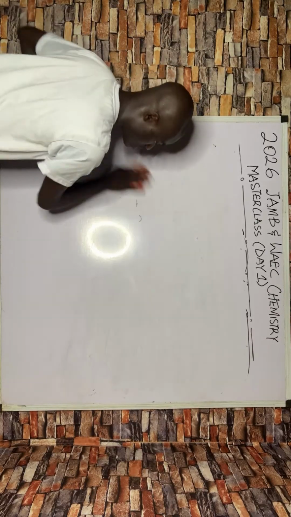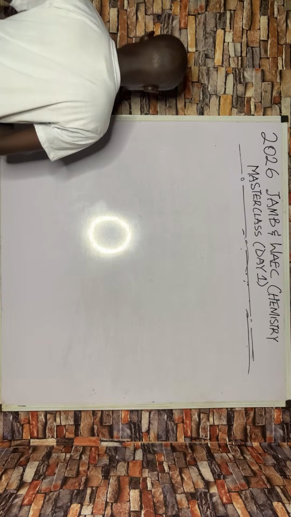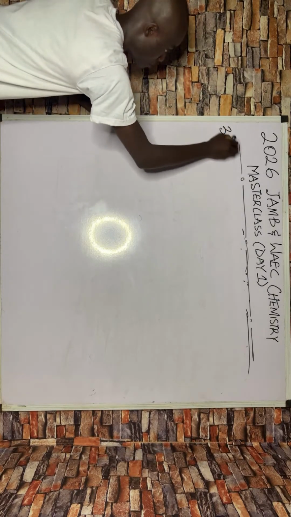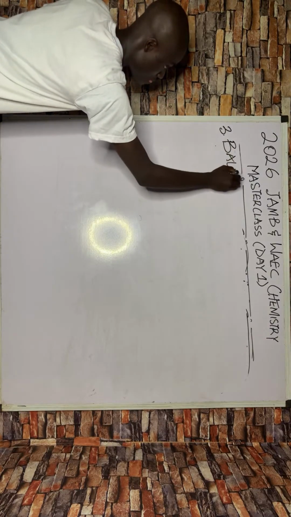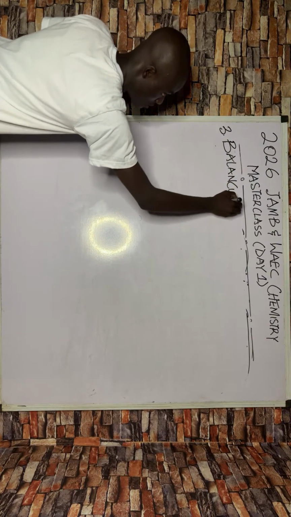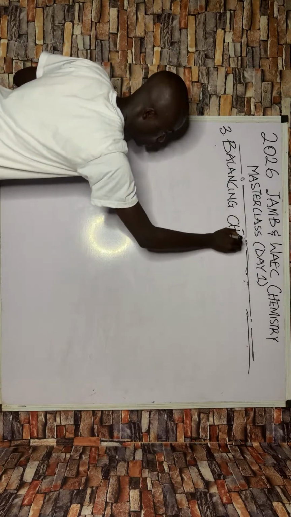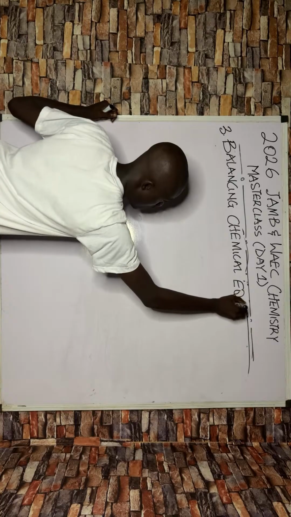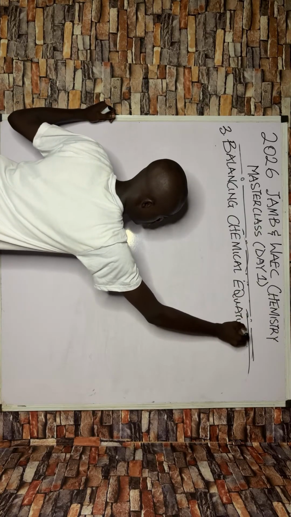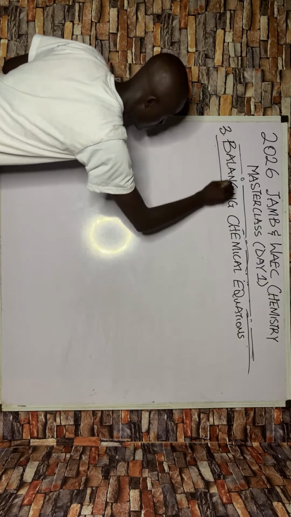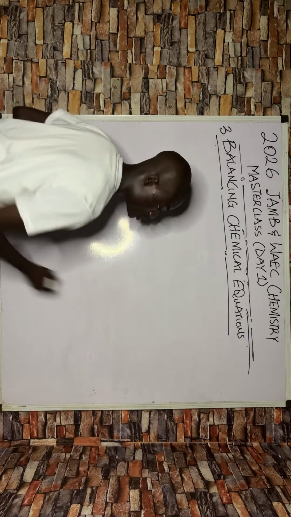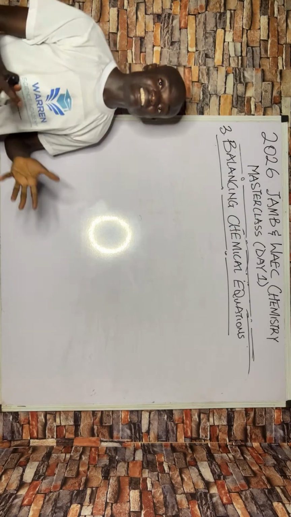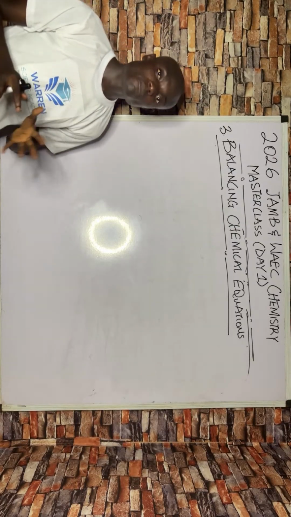So we are going to look at balancing of chemical equations. The third portion of this lesson is balancing chemical equations. So this is the third part of this lesson. Now, what are chemical equations? Let's start with that part.